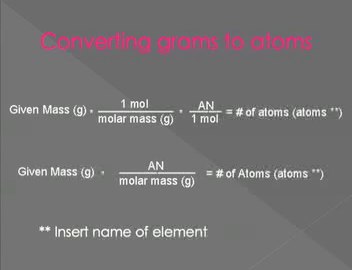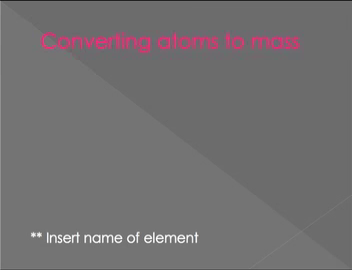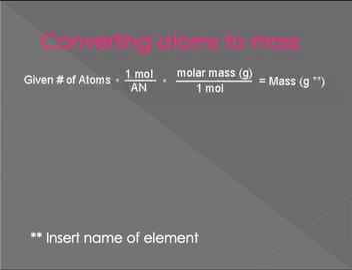Now, when we want to convert atoms to mass, so atoms to grams, we will be looking at a given number of atoms, and again, just finding mass, finding how many grams of that there are. So in this one, you'll take your number of atoms, you'll multiply that by your 1 mole over your Avogadro's number, then put your molar mass over 1 mole, multiply all of those together, all of those fractions and whole numbers, and then that will give you your mass in grams.